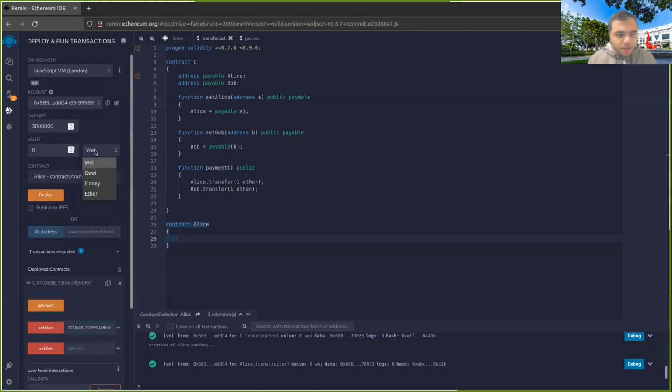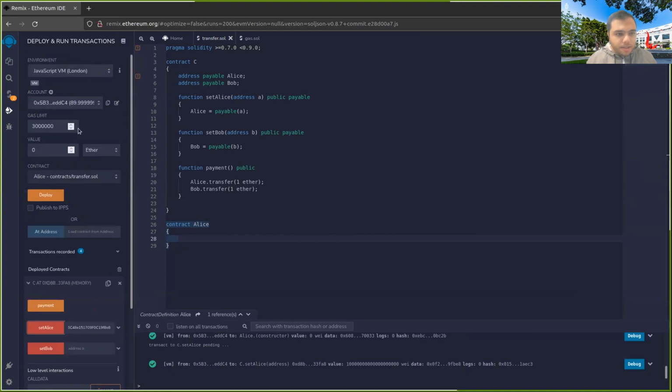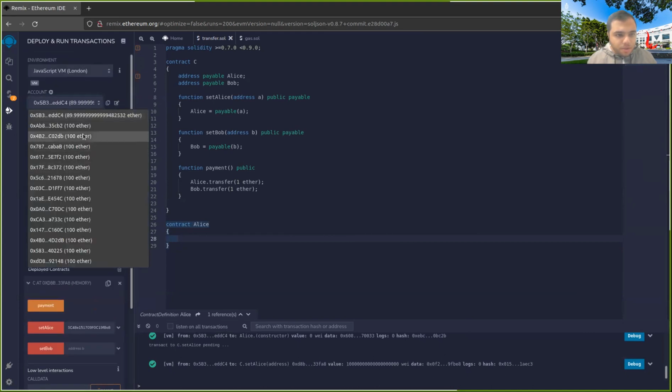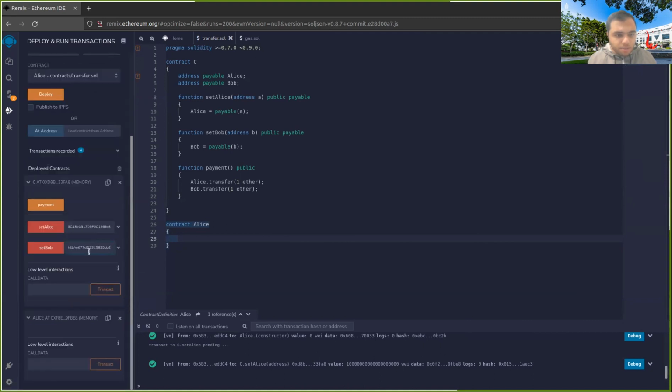And let's say that I also pay it some amount in Ether. Let's say I pay 10 Ether, and I set Alice. Everything went through. And let's say I want to also set Bob, so I take this second address here and say this is Bob.